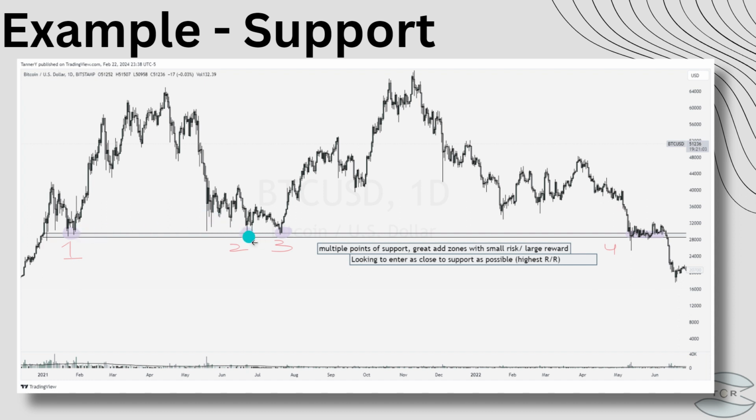As soon as it comes back in for number 2, right, you have another great opportunity there where you say, okay, well, it bounced there once before, so why wouldn't it bounce there again? You enter again, it comes back down for a third time. If you want to add more in there, there's another great time to add more, and then you get that nice move out again to the all-time high.